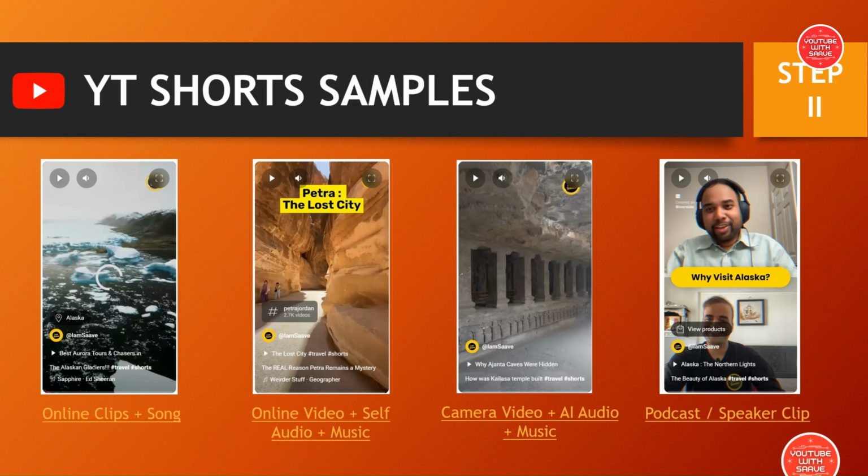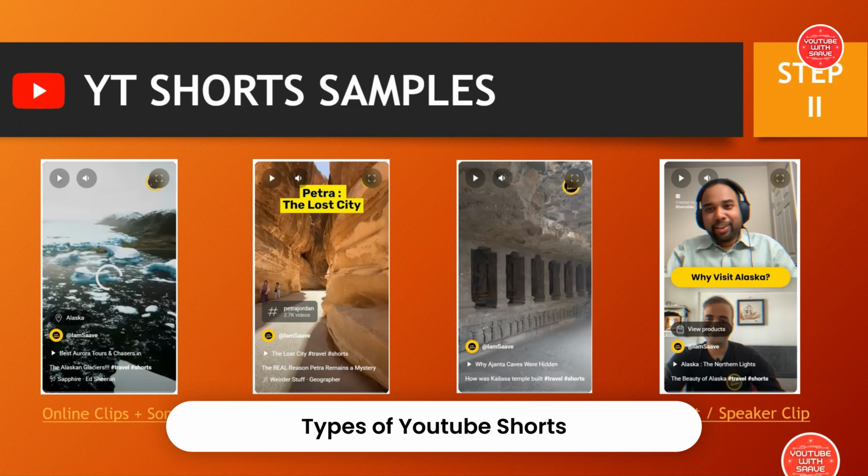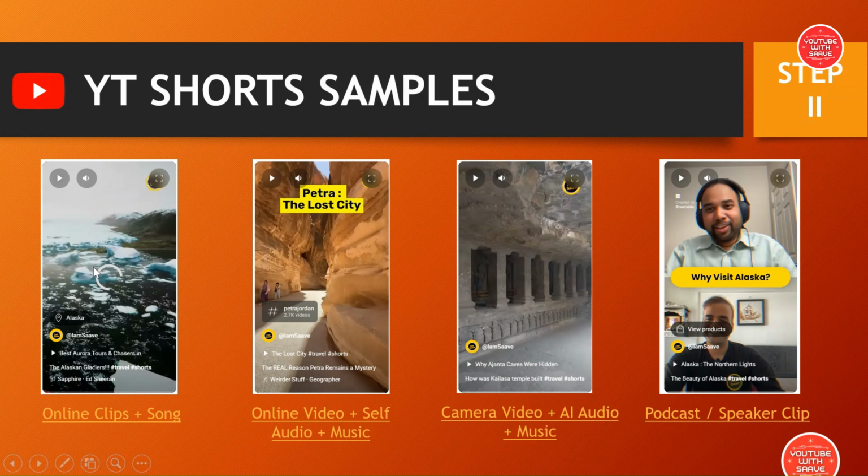You might have seen four different kinds of shorts on YouTube. One is wherein you see multiple video clips and some background music. Second is wherein you have some video plus some commentary, and there is some background music as well. The third is a video which you have shot, maybe with some AI-generated audio, and there is some music as well. And fourth is a speaker clip or podcast clip, and we'll go through how we can create this, add some editing styles to it, and how we can use the free platform which I mentioned, all using free tools.